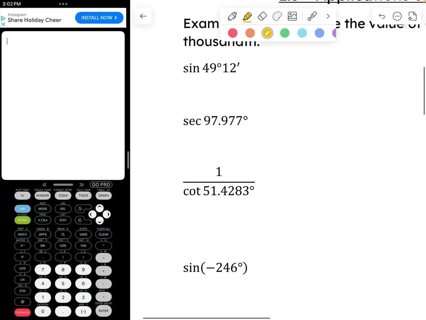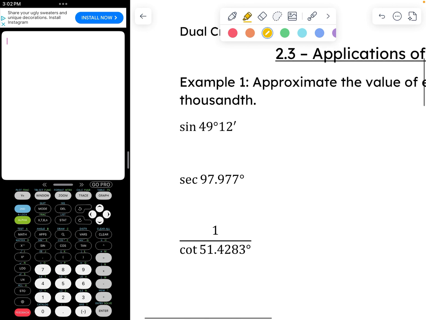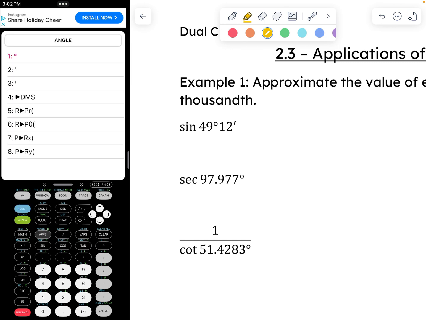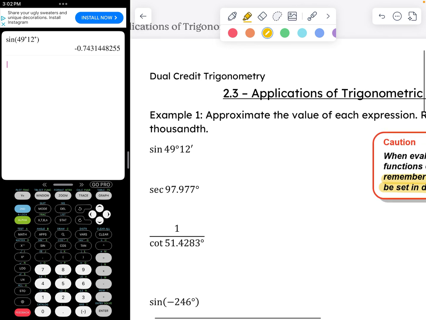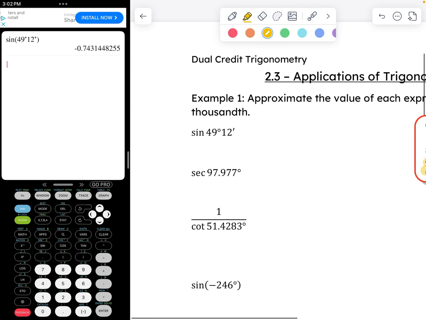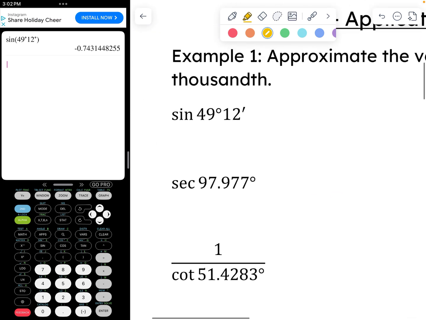So if I'm starting with sine of 49 degrees and 12 minutes, I'm going to hit the sine button. And I'm going to type 49. And remember, we're going to hit second apps to get to our angle menu to get that degree sign. And 12, and then second apps into the angle menu to get the minute sign. Close my parentheses and type it in. Our directions say approximate the value of each expression and round to the nearest thousandth. That thousandth is the third decimal place.